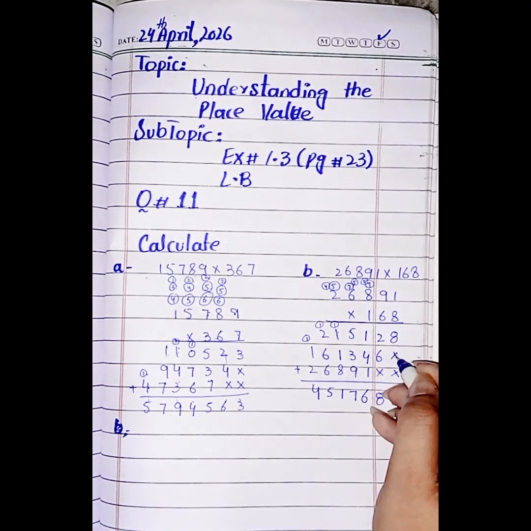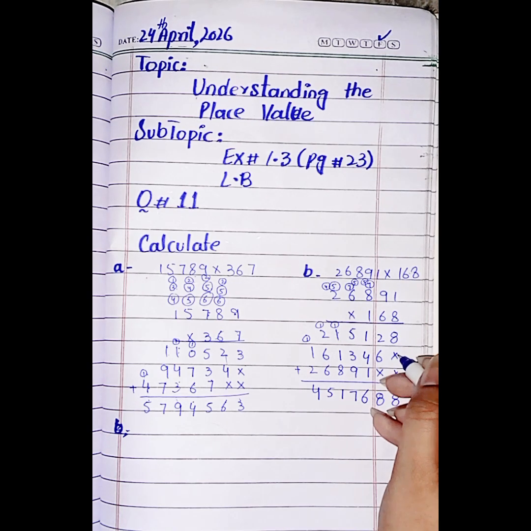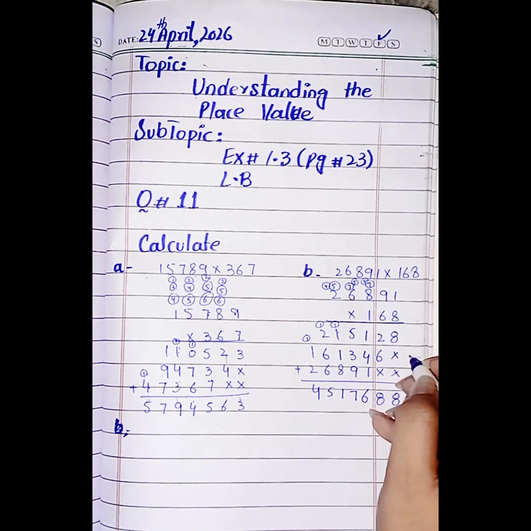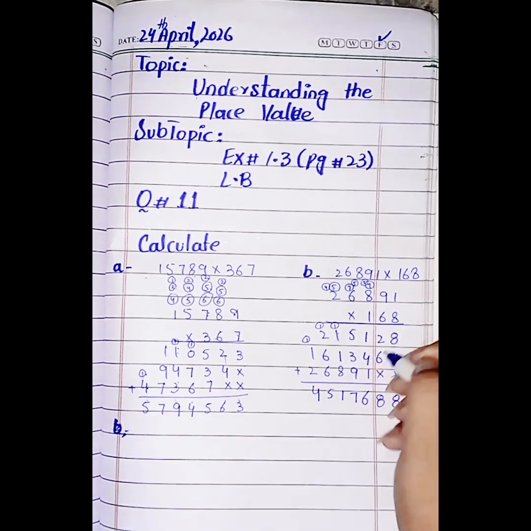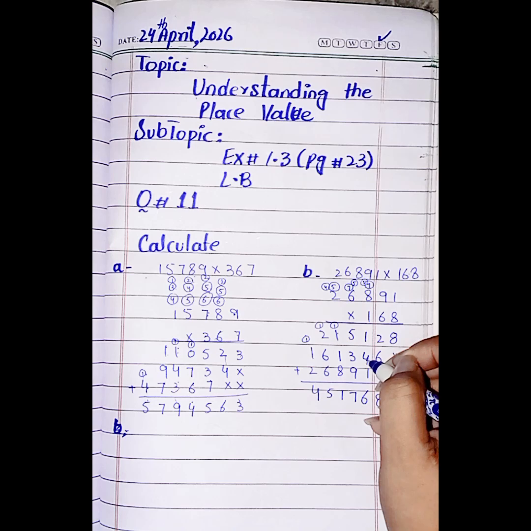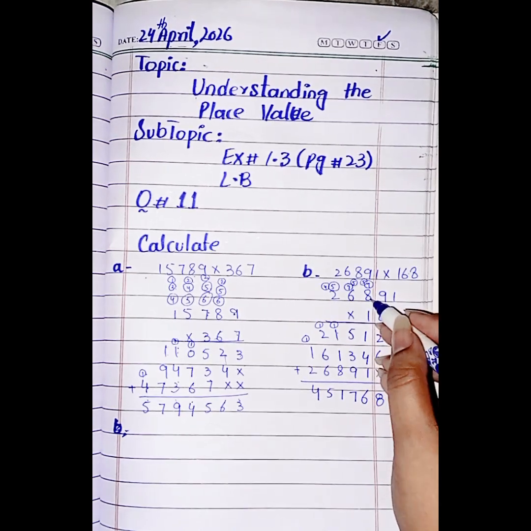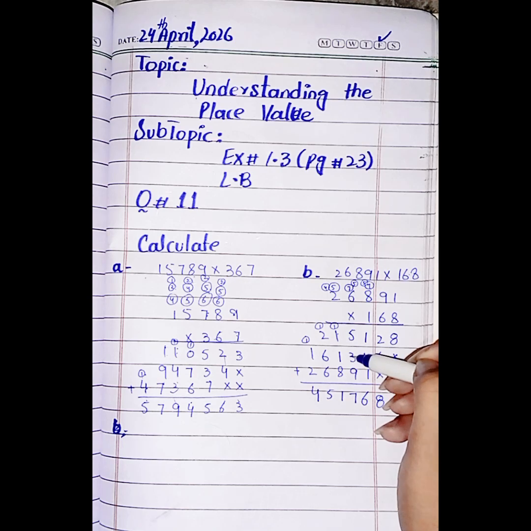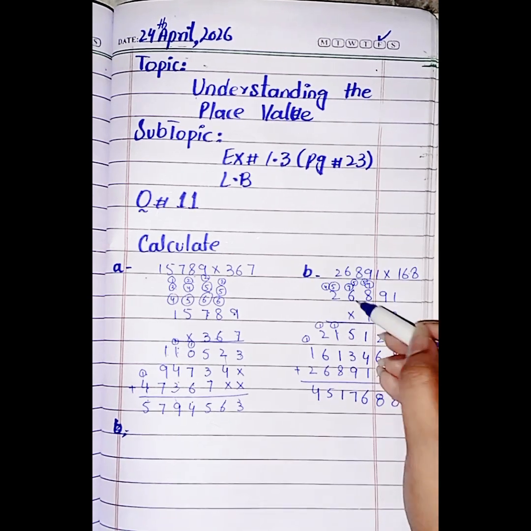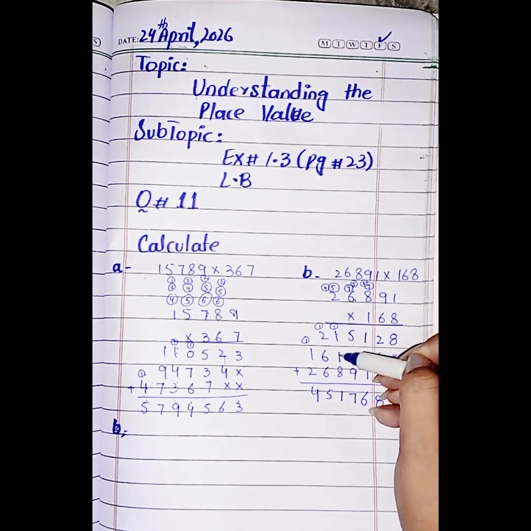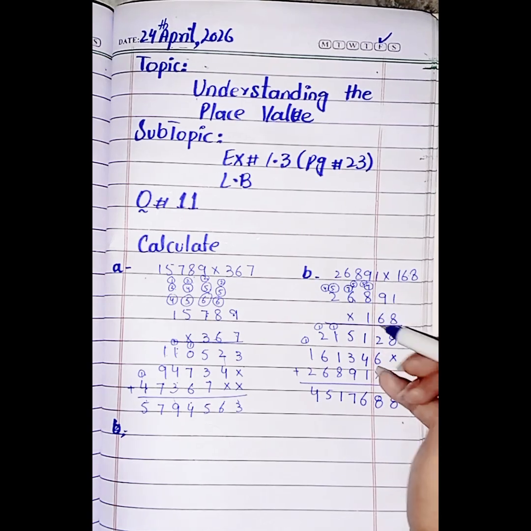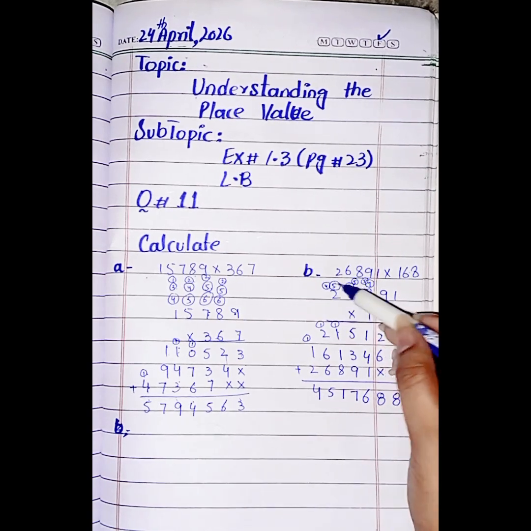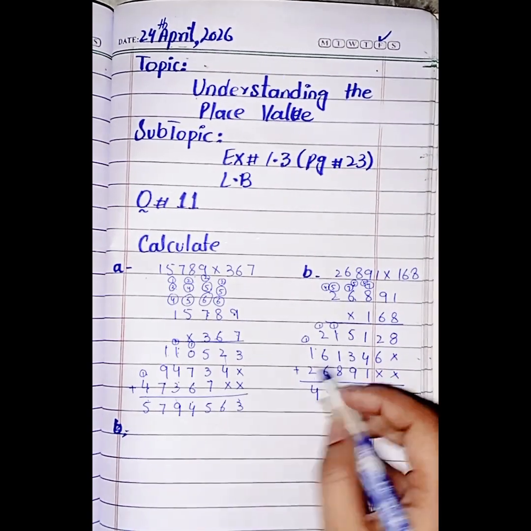Now put one sign of multiplication or 0, whatever you want, to write here. Is it okay? Now 6 ones are 6, 6 nines are 54, write 4 and 5 will be the carry. 6 eights are 48 and 5 is 53, write 3 and 5 will be the carry. 6 sixes are 36 and 5 is 41, write 1 here and 4 will be the carry. 6 twos are 12 and 4 is 16, write 16 here.